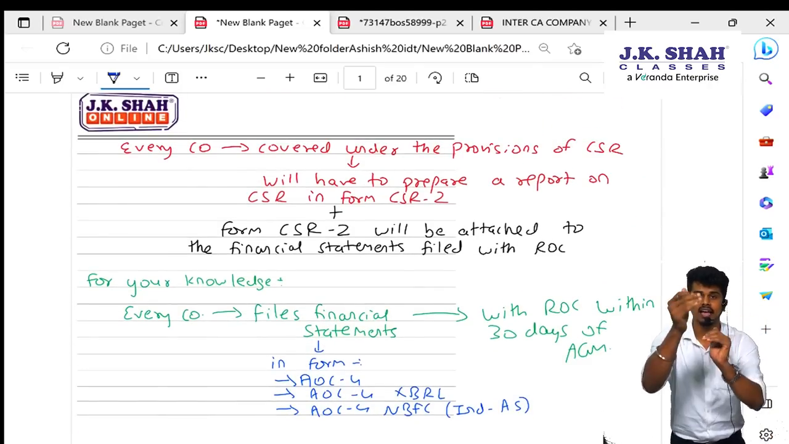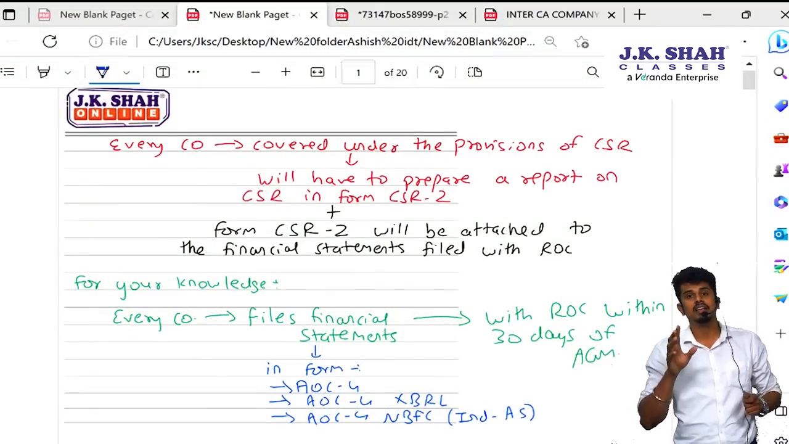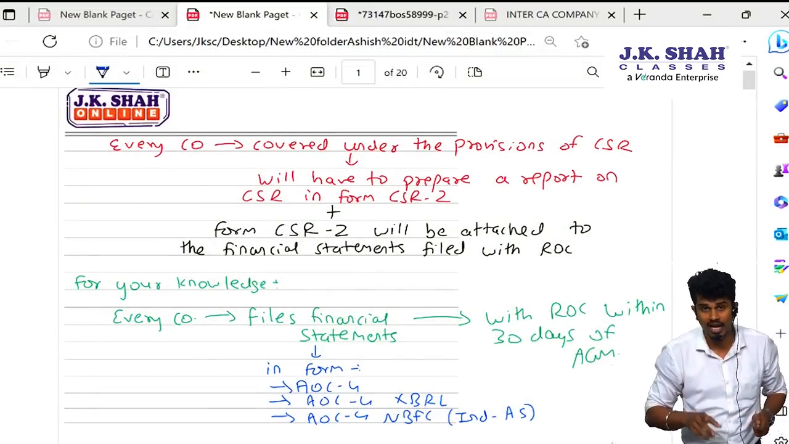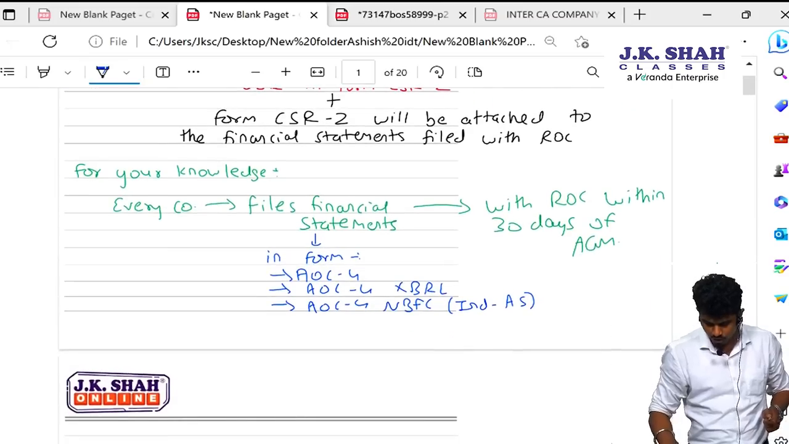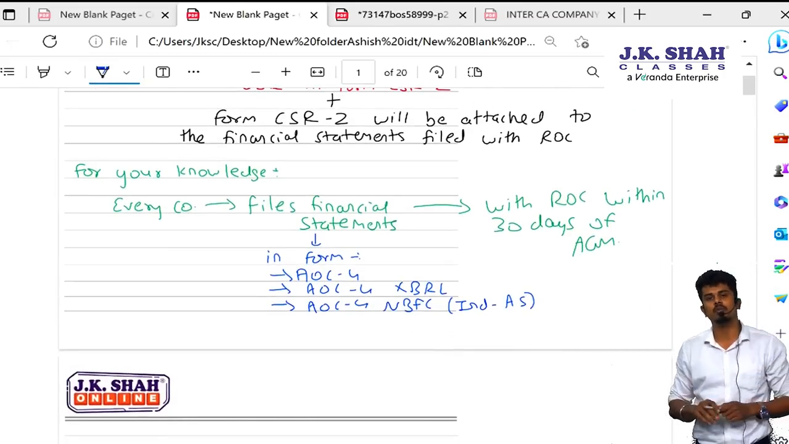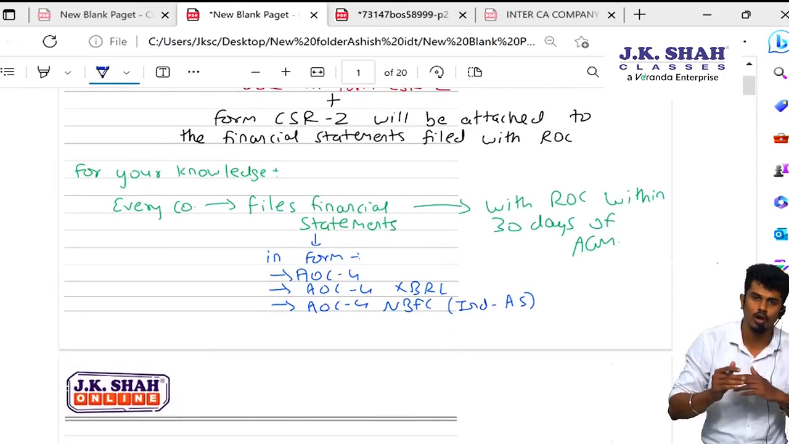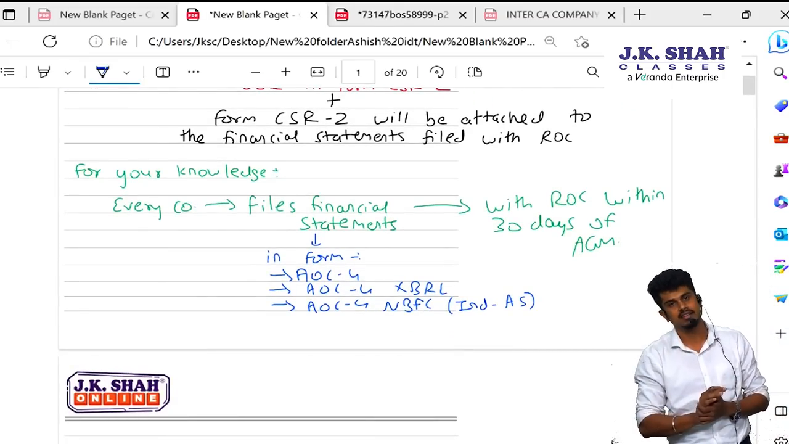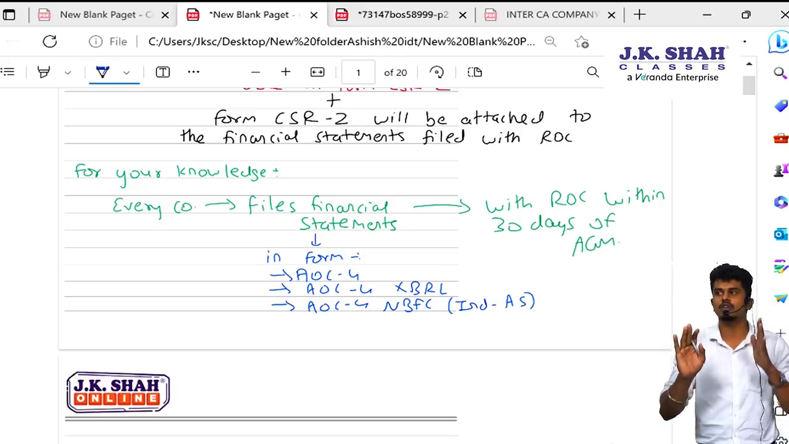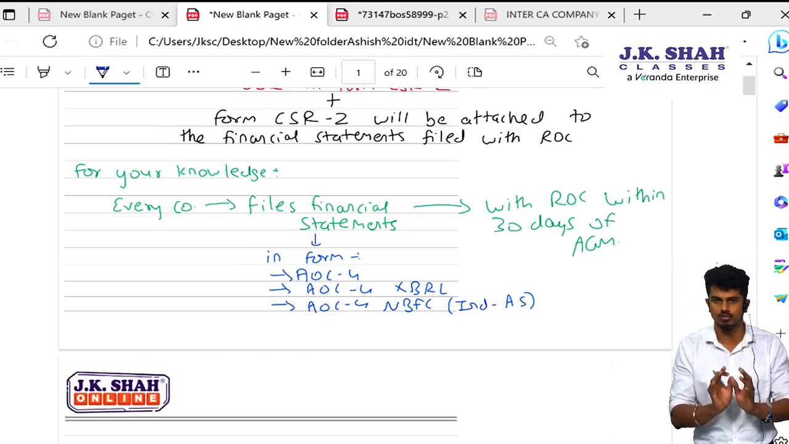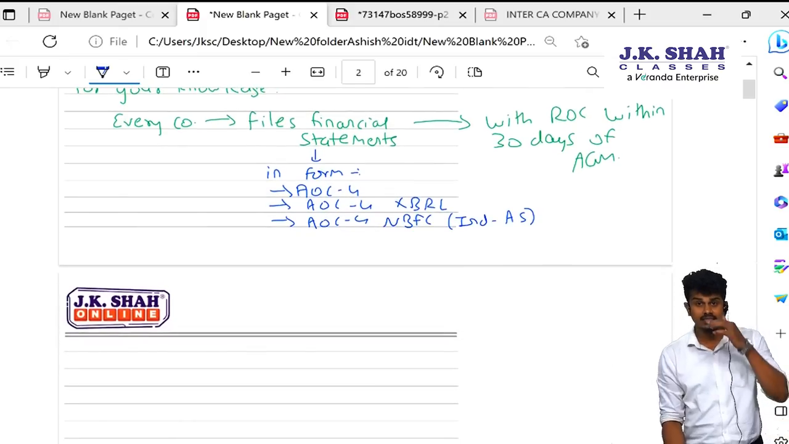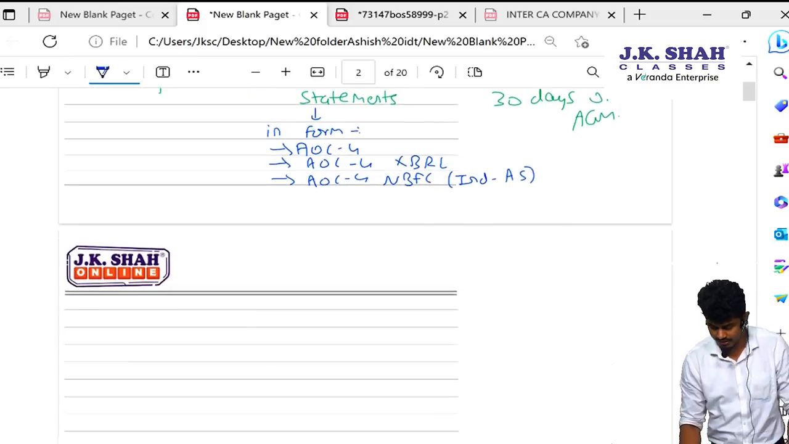See, again, I will repeat for you. Every company will have to submit form CSR 2 along with its financial statement to ROC every year. Again, for your knowledge, financial statement is filed in form AOC 4, AOC 4 XBRL or AOC 4 NBFC Ind AS. That means CSR 2 will be attached in AOC 4. The basic discussion is this only. This concept was introduced. Okay.